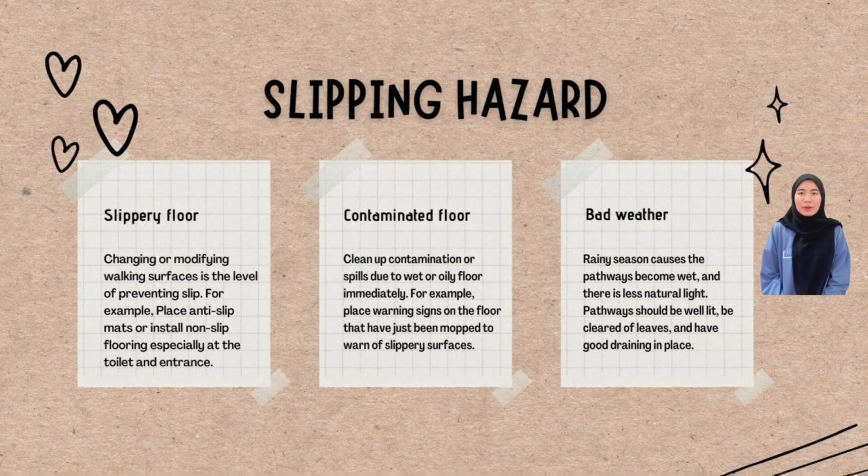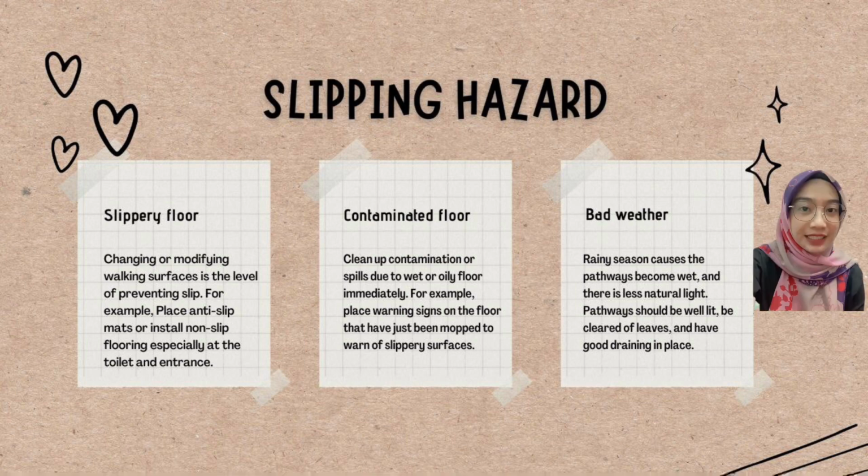Next, an example of hazard control strategies is slipping hazard. First is slippery floor. To control this hazard, we should change or modify the walking surface. For example, place an anti-slip mat or install non-slip flooring, especially at the toilet and entrance.